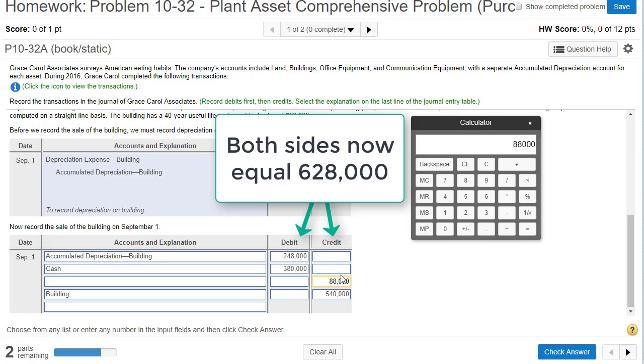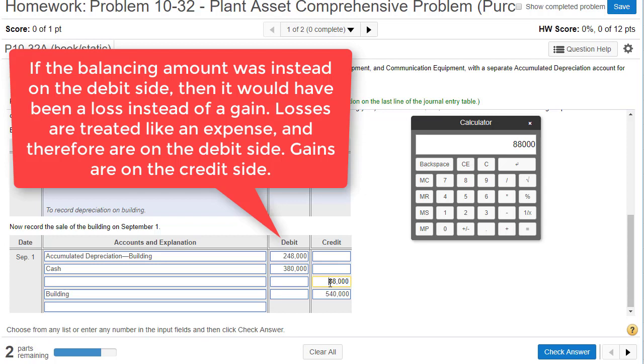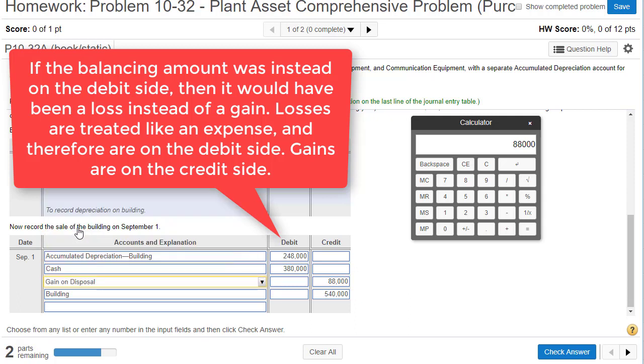Now there's 2 ways we can figure out if this is a gain or a loss. We know that this is a gain because this is on the credit side. Credits, if it's on the credit side, that's like a revenue. Gains are treated like a revenue. So it's a gain on disposal.